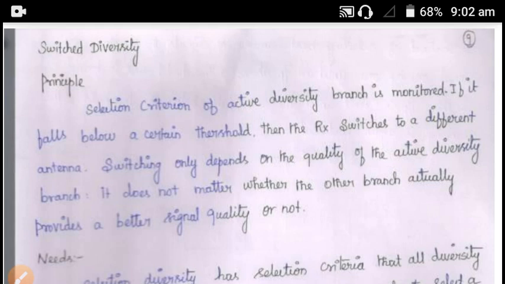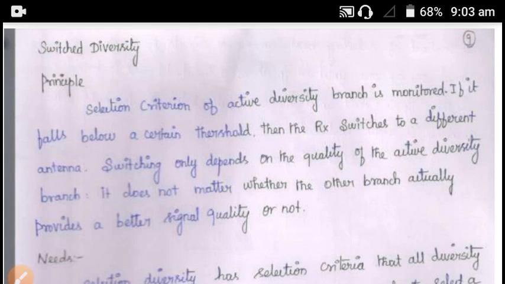So here the main principle of switch diversity is that the selection criterion of the active diversity branch is monitored. Here it will monitor which one is the best branch to be selected. They will set some threshold value, so if it falls below the threshold value, then the receiver will switch to a different antenna.